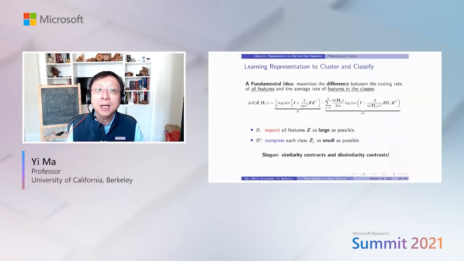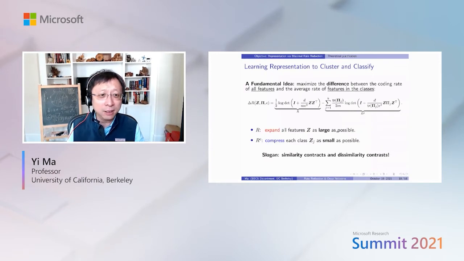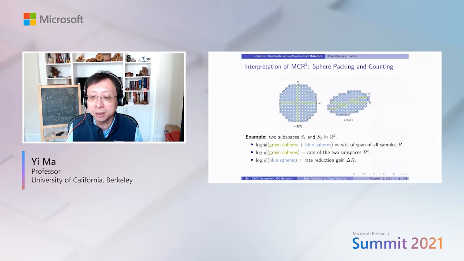Hence, the very natural objective, in order to group similar things together and push different things apart, is to maximize the difference between the space of all the features and the volume or space for individual classes. Philosophically it's very simple. All the features should expand as large as possible because we want different classes to be different, and we want to compress all the features belonging to the same class as small as possible. It's really the similarity contracts and dissimilarity contrasts.